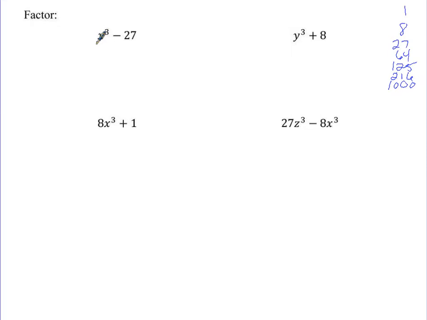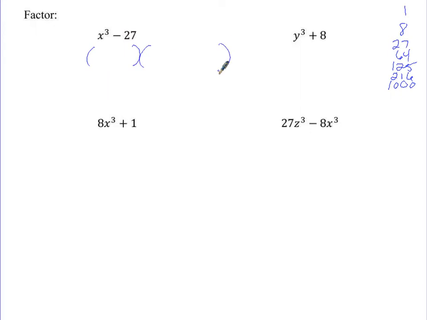Anyway, is x to the third a perfect cube? Yes. Is 27 a perfect cube? Yes. So we're ready to factor this using the sum or difference of cubes. In this case, it's the difference. So what I recommend you do is, once you're about to try to factor this, set up the binomial times the trinomial.